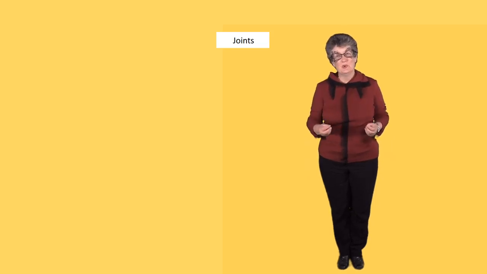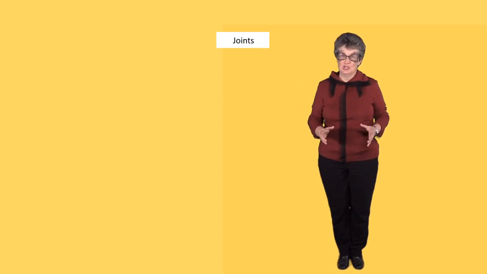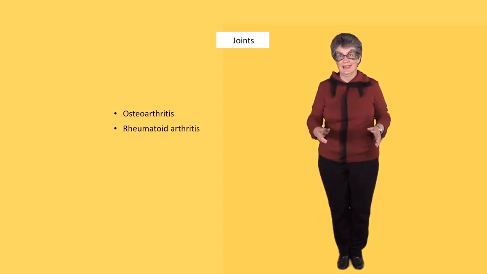There are three important diseases that we need to think about when we're learning about the pathology of joints: osteoarthritis, rheumatoid arthritis, and gout.